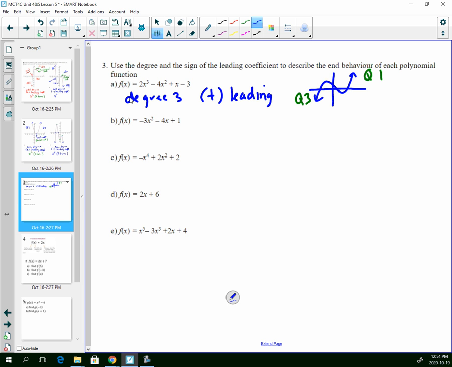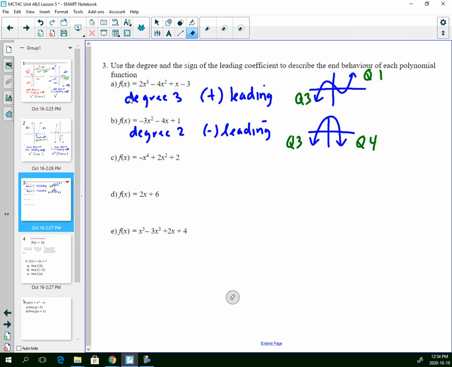This one has a degree of 2 and a negative leading coefficient. So if I were sketching that, it's power 2 and opening down, negative leading coefficient. So it would have to start in quadrant 3 and end in quadrant 4. So just from the equation, you should be able to determine the end behavior without actually having a picture of the graph. You should be able to sketch the graph.